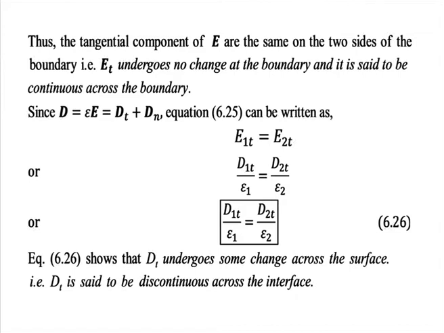Since D is equal to epsilon times E, which is equal to Dt plus Dn, equation 6.25 can be written as E1t is equal to E2t, which gives D1t by epsilon 1 is equal to D2t upon epsilon 2, and we get equation 6.26. It implies that the tangential component of D undergoes some change across the surface, that is Dt is said to be discontinuous across the interface.